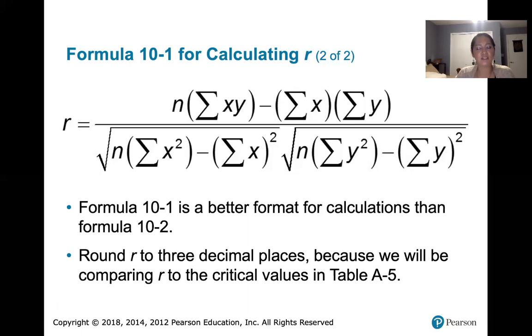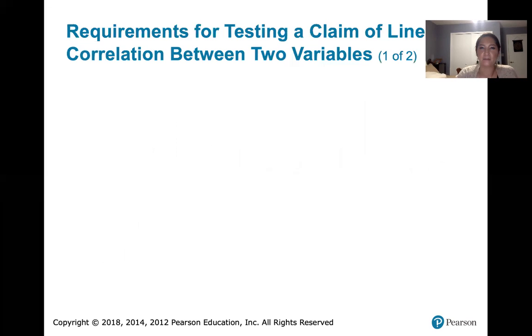Now, when you compute these R values, we want to round to 3 decimal places, because we're going to take the R value and then compare them to the critical values of R from table A5 in the Triola formulas and tables. And that's why we round to 3 decimal places, so that it's easier to compare.